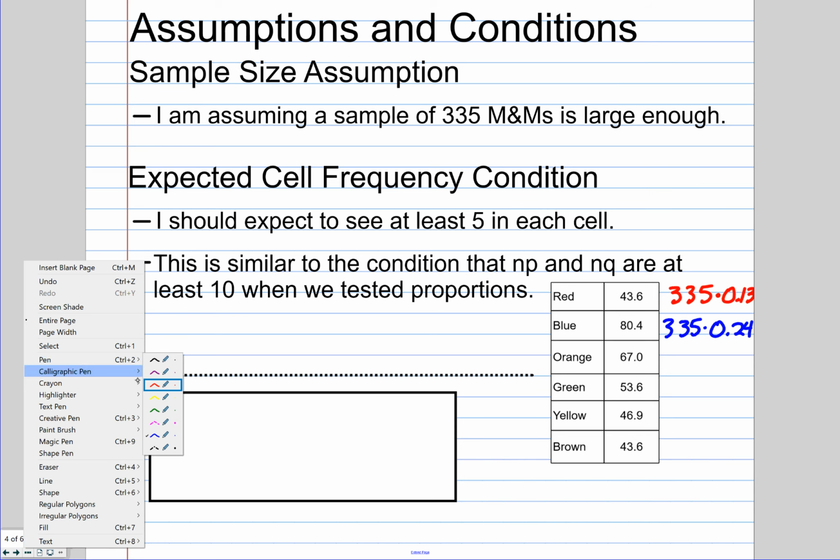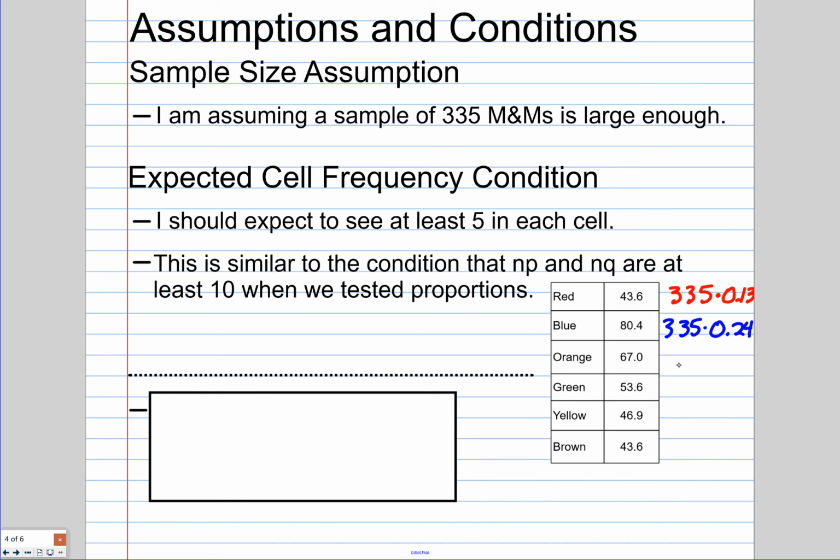Uh-oh, I don't have an orange. Maybe it's in the calligraphy pen? No. Crayon? I have an orange crayon, maybe? Yeah, that's yellow. You know what, guys? What was the percentage for orange? 20. Marcelo? 0.2? Yeah, I'm not going to do a crayon again. That wasn't helpful. Let's just use the regular pen.